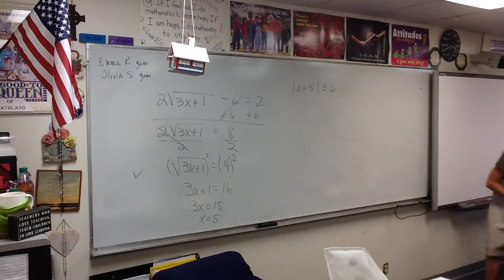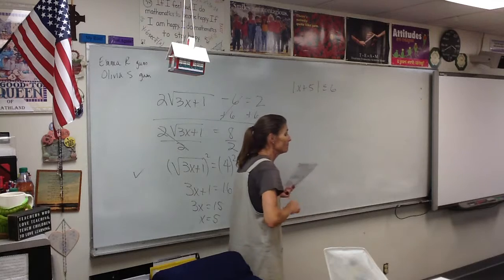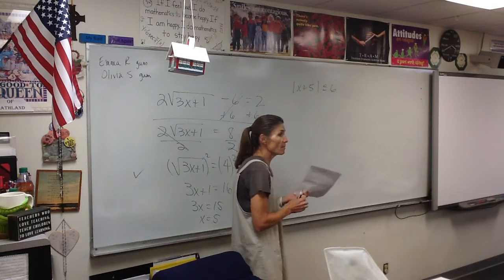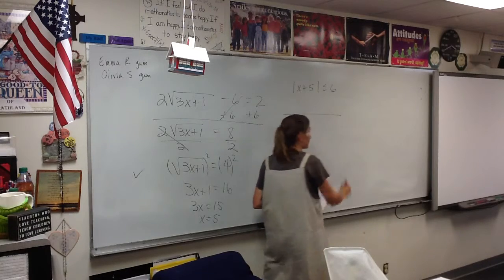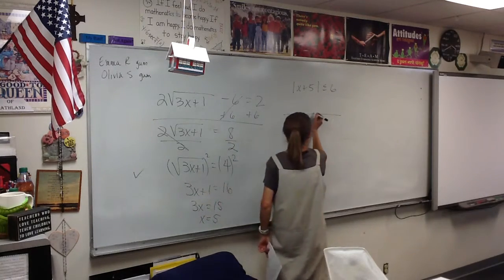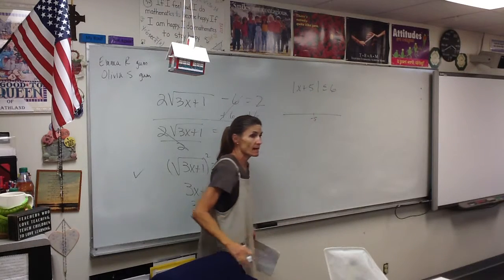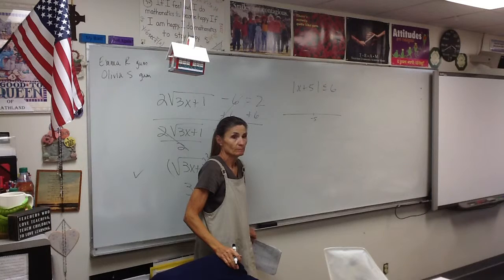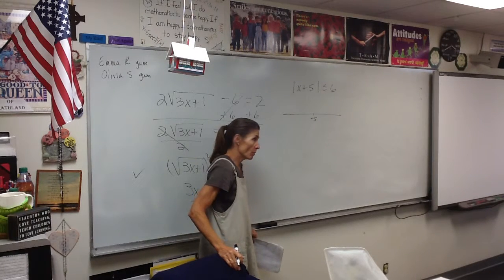So I just want to refresh our memories here on 1B, how we do this problem. Does anybody remember from yesterday? I'll give you a hint. I'm going to draw a number line. Julian? Take the opposite of 5. So right here in the middle of my number line, I take the opposite of what's inside the absolute value. Okay? Then what do I do?